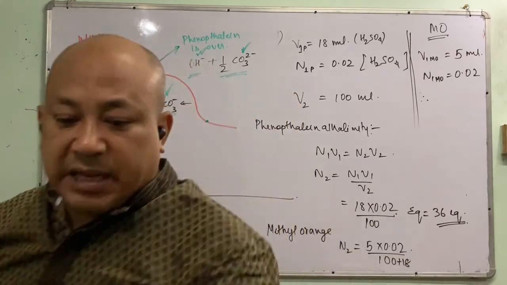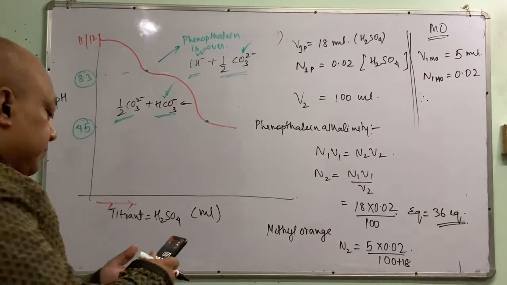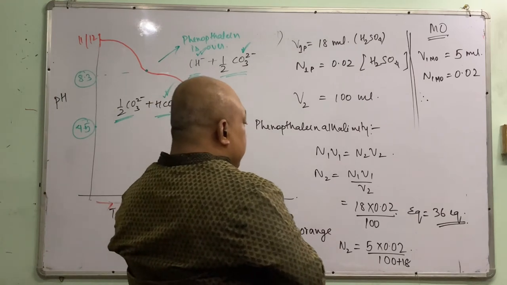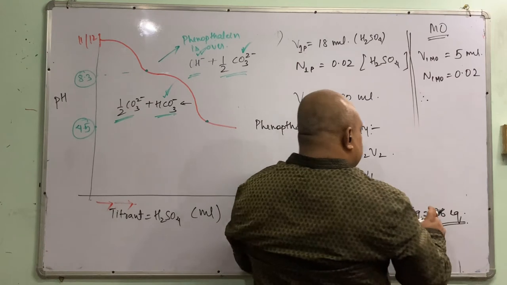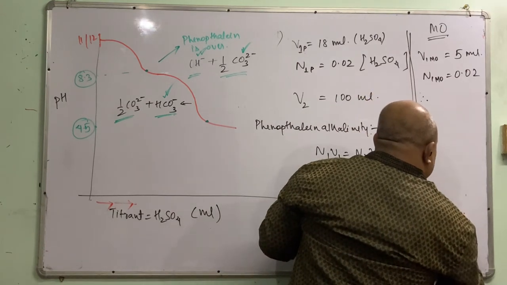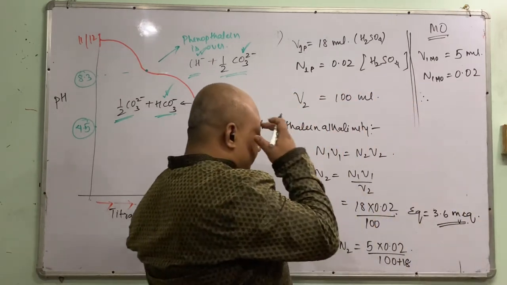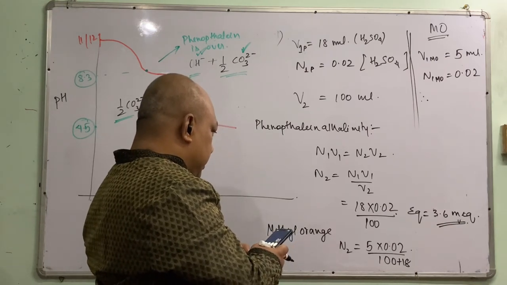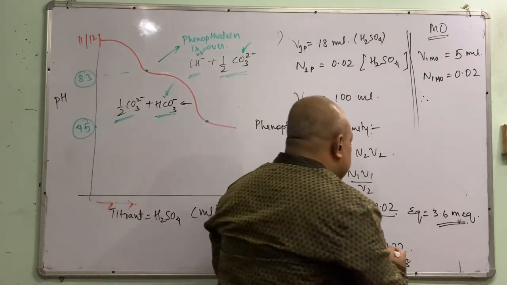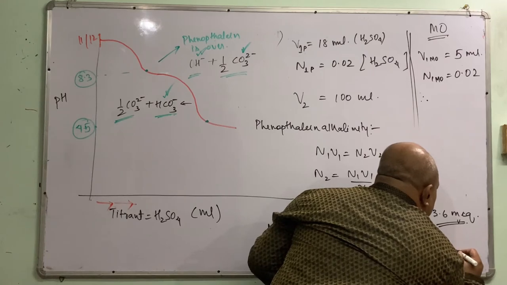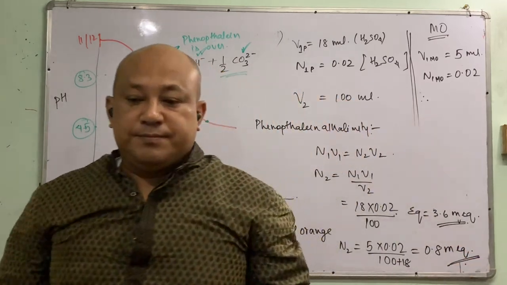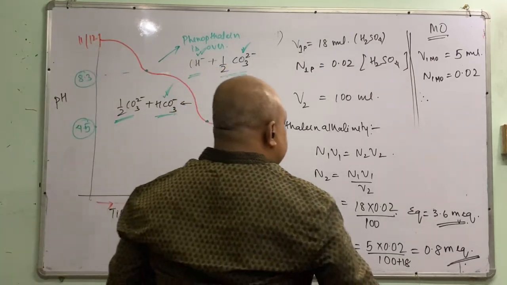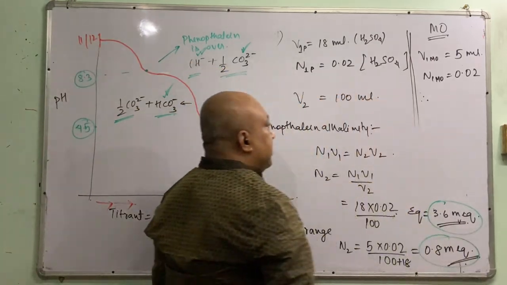No, this is also not correct. Let me see the calculations. I made a mistake. 18 into 0.02 divided by 100. This is 0.0036, so I can say this is 3.6 milliequivalent. Okay, and this one is 5 into 0.02 divided by 100, this is 0.8 milliequivalent. Okay, is it clear? So this is the phenolphthalein alkalinity and this is the methyl orange alkalinity.